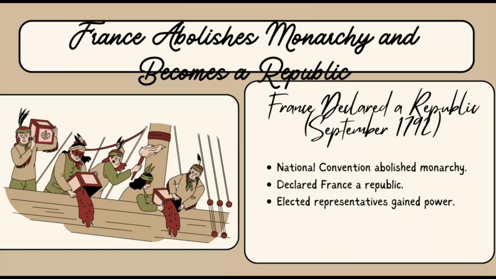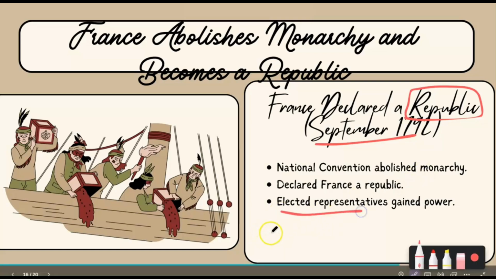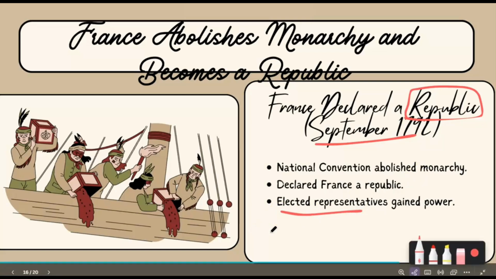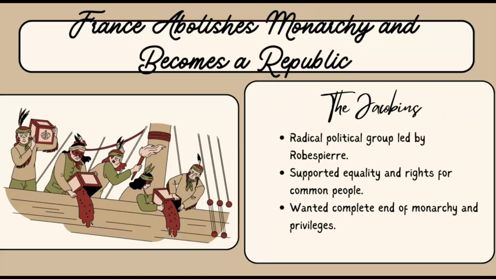In September 1792, the National Convention declared France a republic. This meant there would be no king at all. Instead, elected representatives would rule the country. For the first time, ordinary people had a real say in governance.